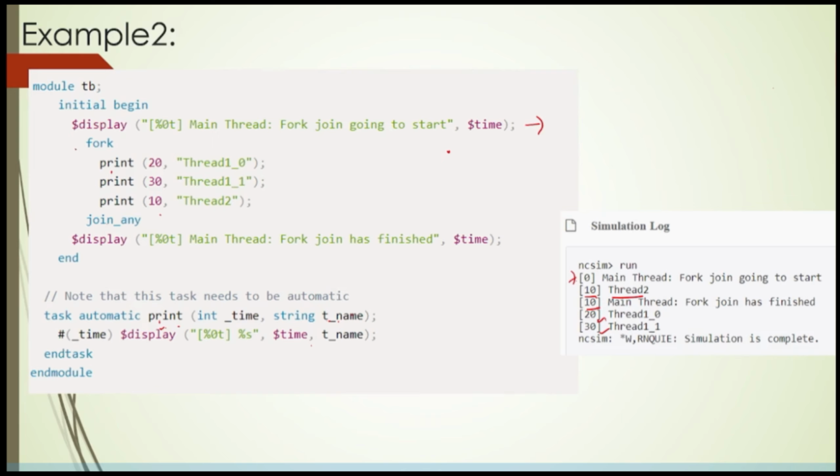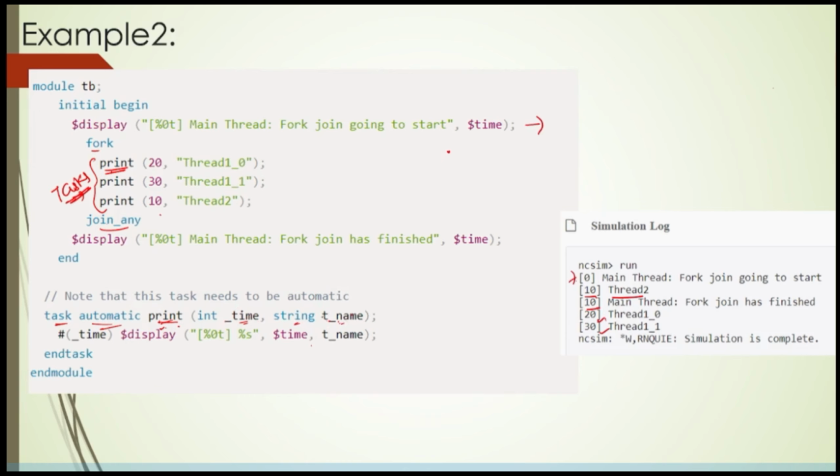This is somewhat interesting, because within the fork join any, I am not writing any display functions, but I am calling some tasks. This print is the task I have written somewhere in my program. This is just an automatic task. Within this print, I have taken two arguments: one is int time, and then string t name.